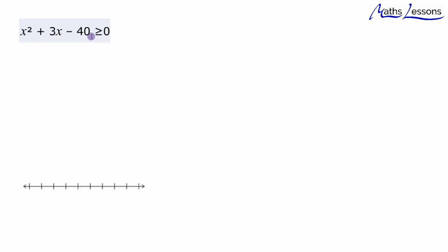So we've got to factorise this. So let's think about it. What two numbers multiply together to give me minus 40 and can be combined to give me 3? There's minus 5 and 8, which makes life a bit easier.